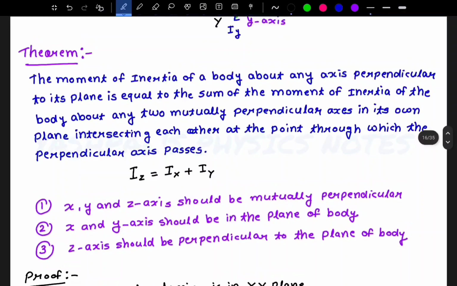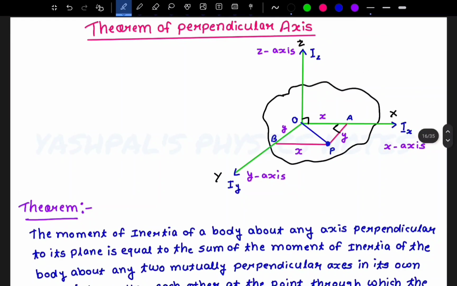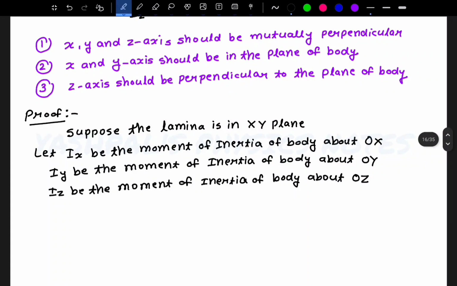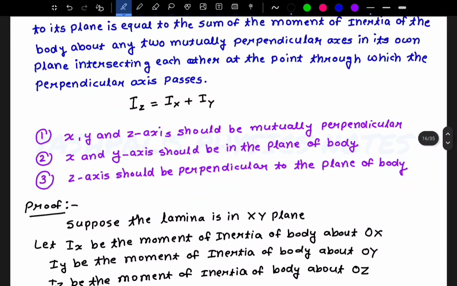So see, in this figure Ix is along OX, Iy is along OY, Iz is along OZ. Now the next step is to prove that Iz is equal to Ix plus Iy. This was our aim. We have to prove this theorem.